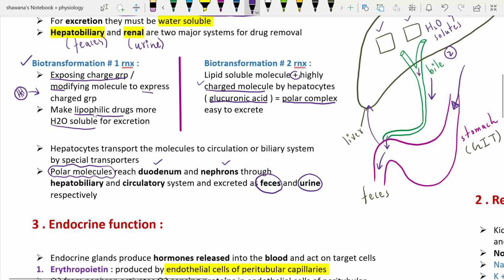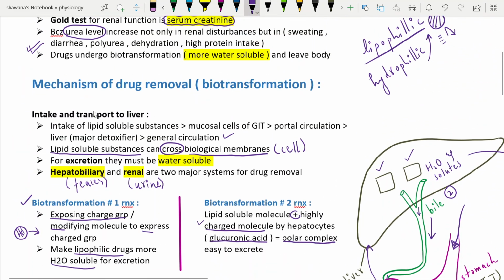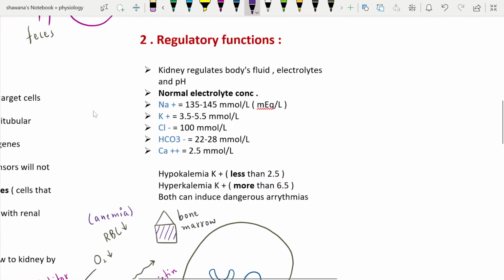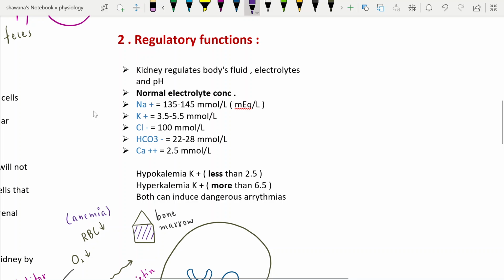Okay, I hope you understand the biotransformation reactions. The first is exposing the charged molecule, and the second is combining with a charged molecule to become more polar, to be excreted. This was the excretory function of the kidney. Let's discuss the regulatory function. Regulation means that the kidney is maintaining the fluid, the electrolyte balance, and the pH of the body, meaning blood. It must maintain them within a narrow range.